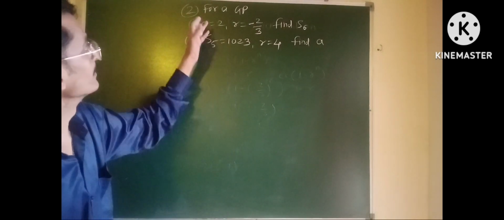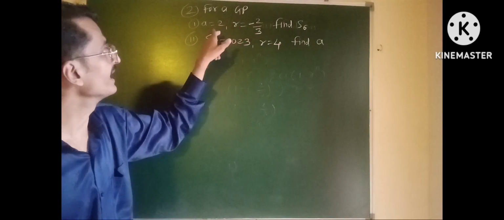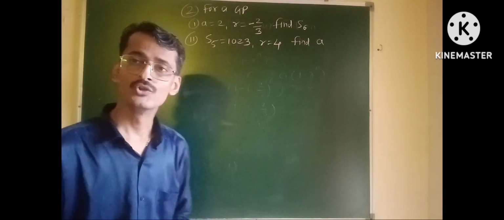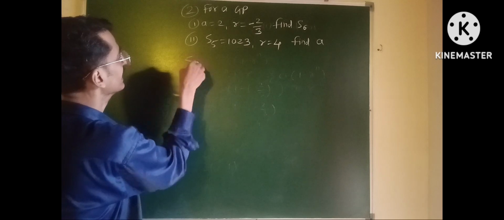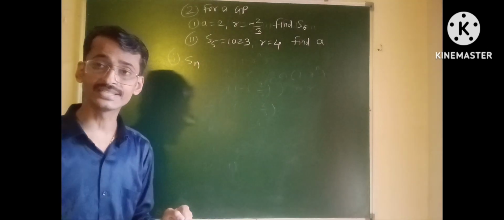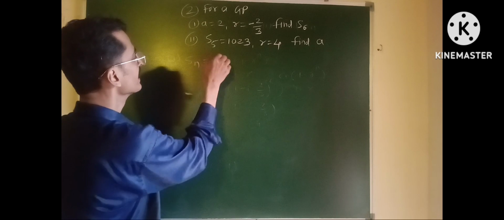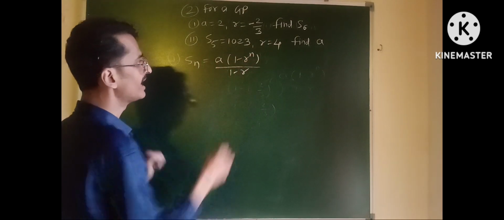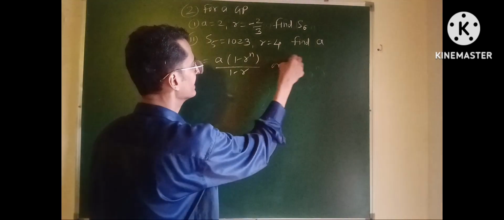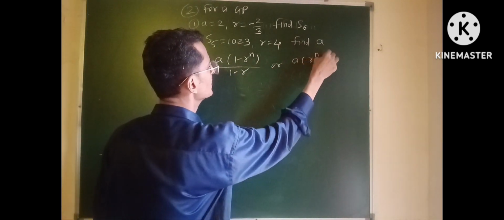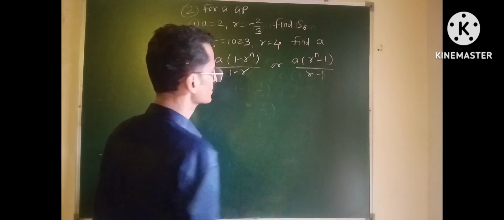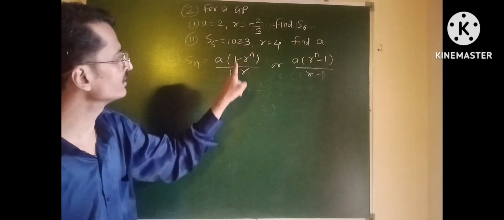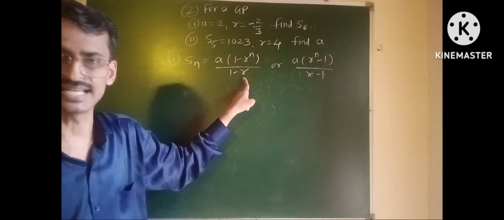Now in this sum, given that for a GP A is 2, R is minus 2 by 3, find out S6. So we know that Sn, that is the sum of the first n terms of a GP, is A into 1 minus R raised to n upon 1 minus R, or we can write A into R raised to n minus 1 upon R minus 1. You can use any one, but here R is negative, less than 1, so use this to avoid the minus sign.